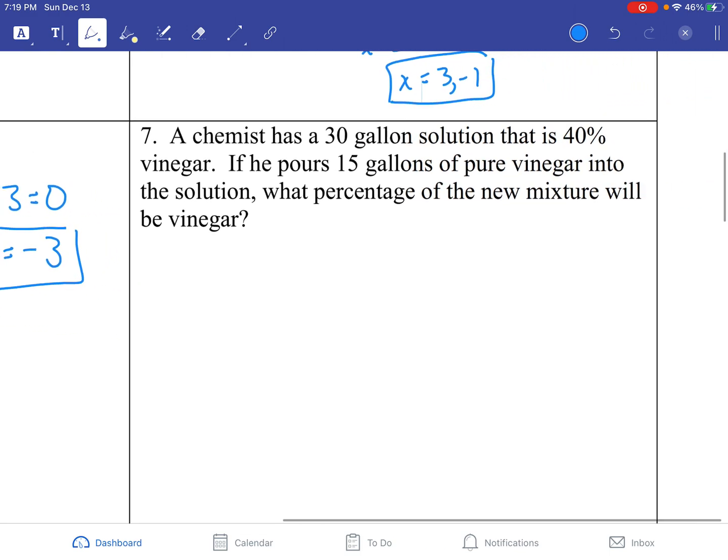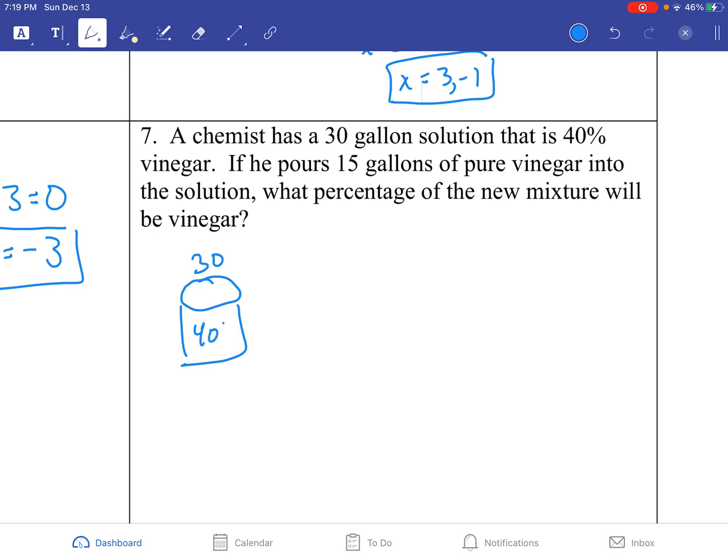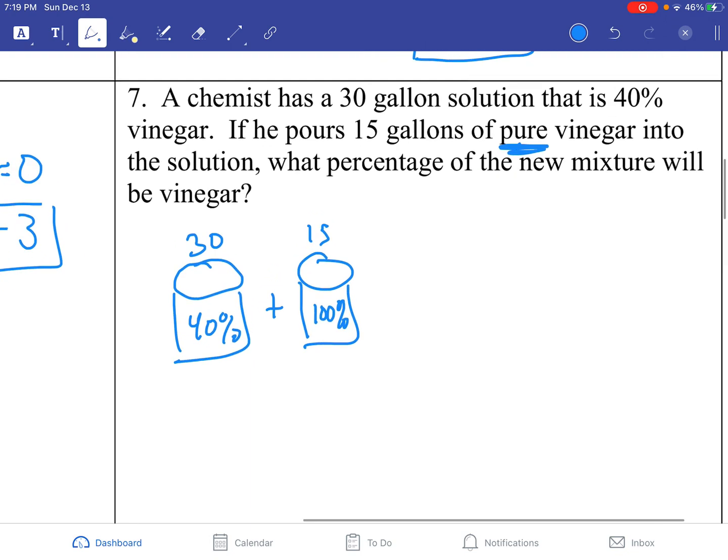Number 7 is a chemical mixture problem. We're going to make some buckets here, some bins. So we have a bin here. Our chemist friend has a 30-gallon solution. It is 40% vinegar. He's going to pour 15 gallons of pure vinegar into the solution, so we're going to add 15 gallons of pure vinegar. Now, the pure part of the vinegar is an important contextual clue. If it's pure, that means it must be 100%.